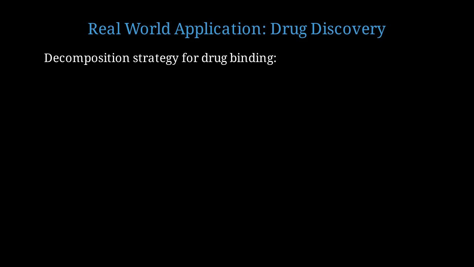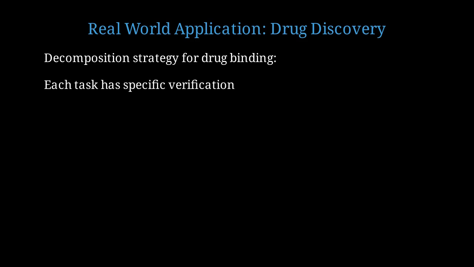Let's examine a real-world application. In computational drug discovery, AI predicts how molecules bind to protein targets. This is extraordinarily complex. Decomposition strategy. Task 1. Predict three-dimensional protein structure. Task 2. Identify binding pocket geometry. Task 3. Screen candidate molecules. Task 4. Calculate binding energies. Task 5. Predict pharmacokinetics. Each task has specific verification.